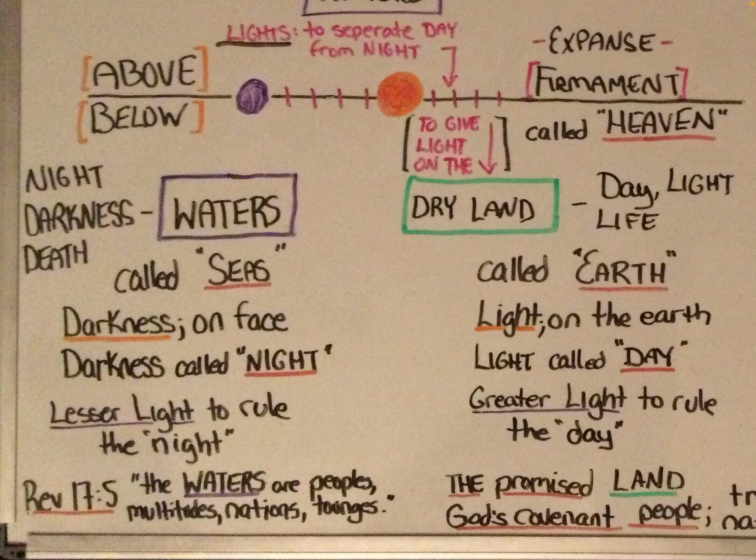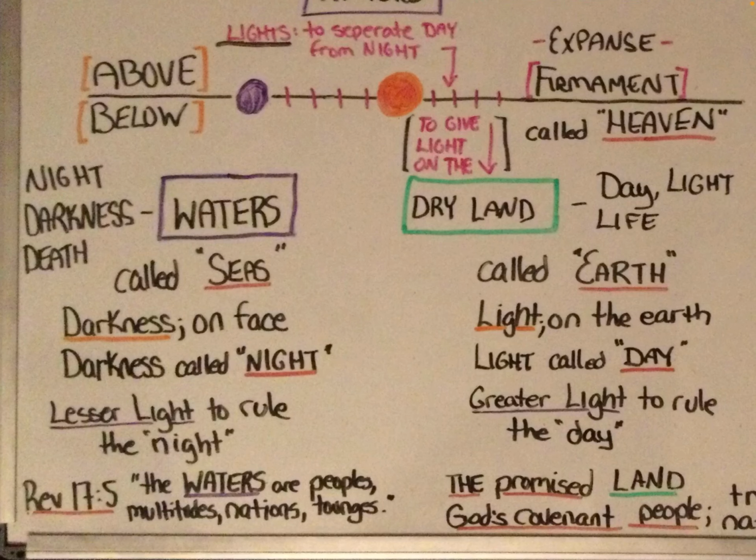And the lesser light was to rule the night. So that's very interesting. The lesser light is to rule them, to have authority over top of it, to dominate them. The waters, according to the book of Revelation, have already been identified by John, and he says that the waters, from the angel that gave him interpretation, are peoples, multitudes, nations, and tongues.